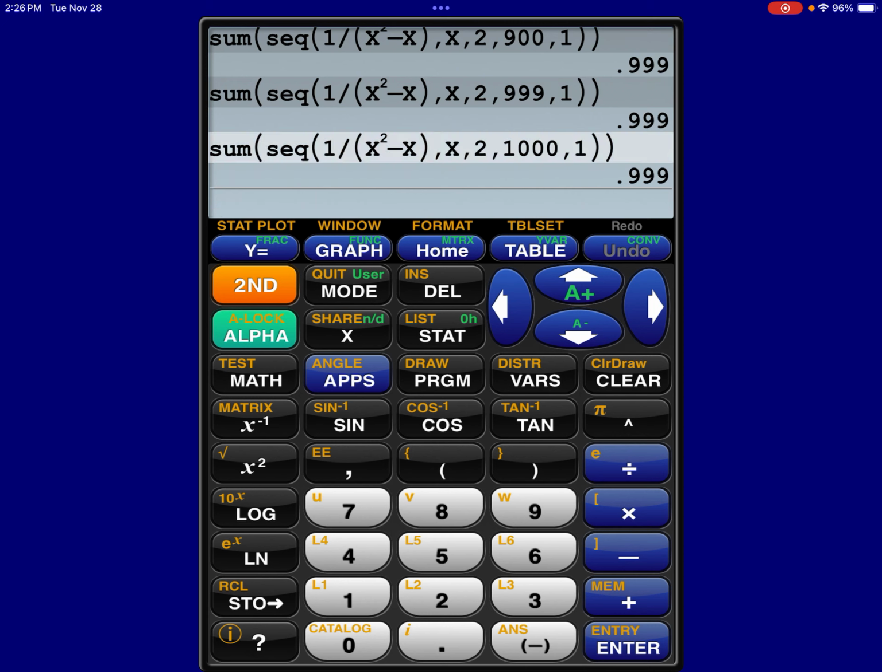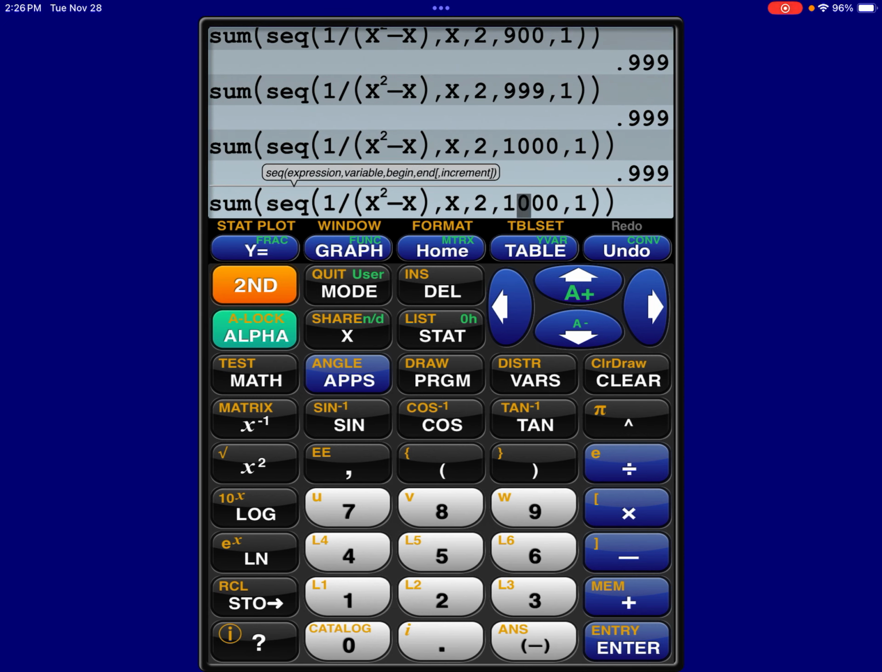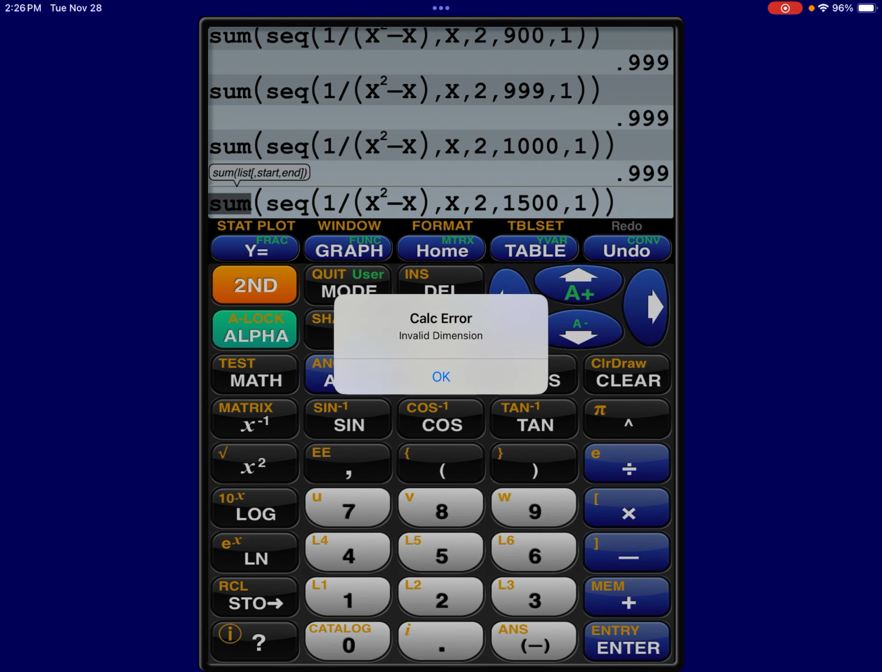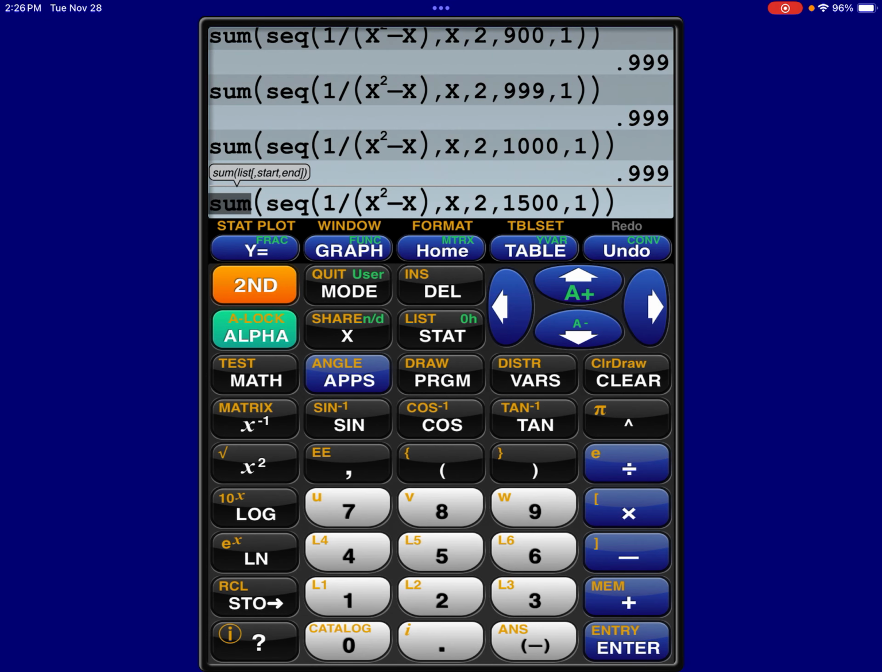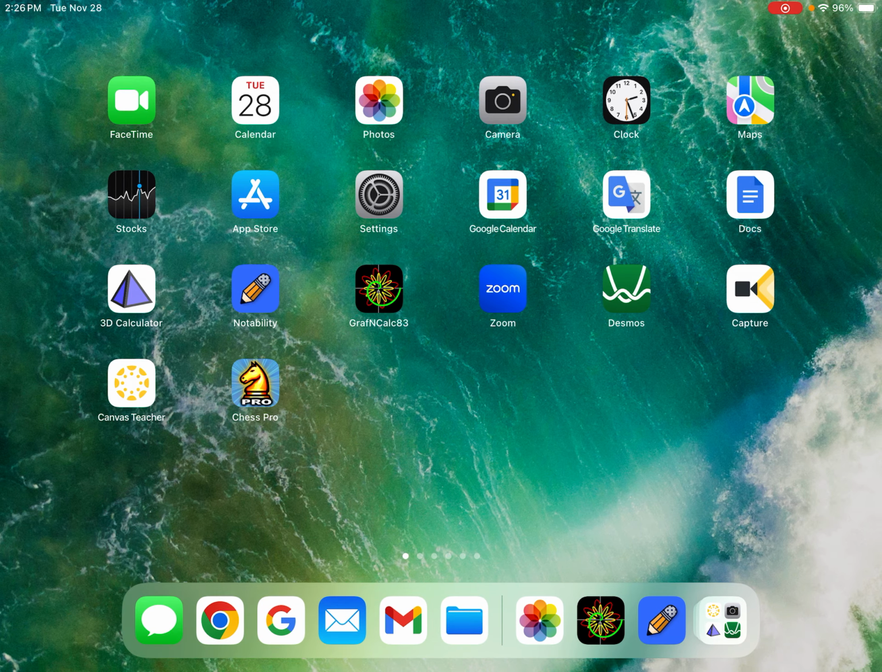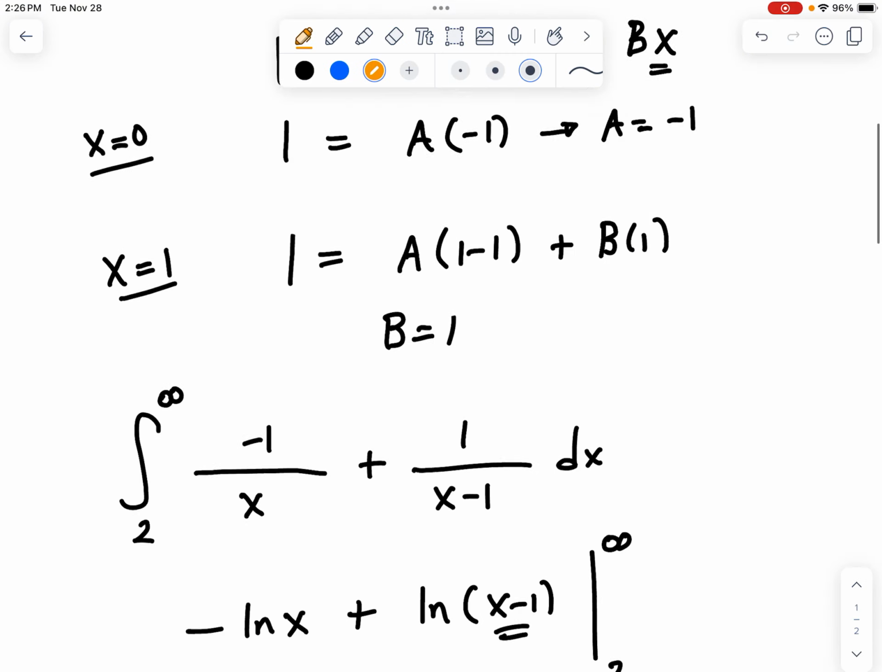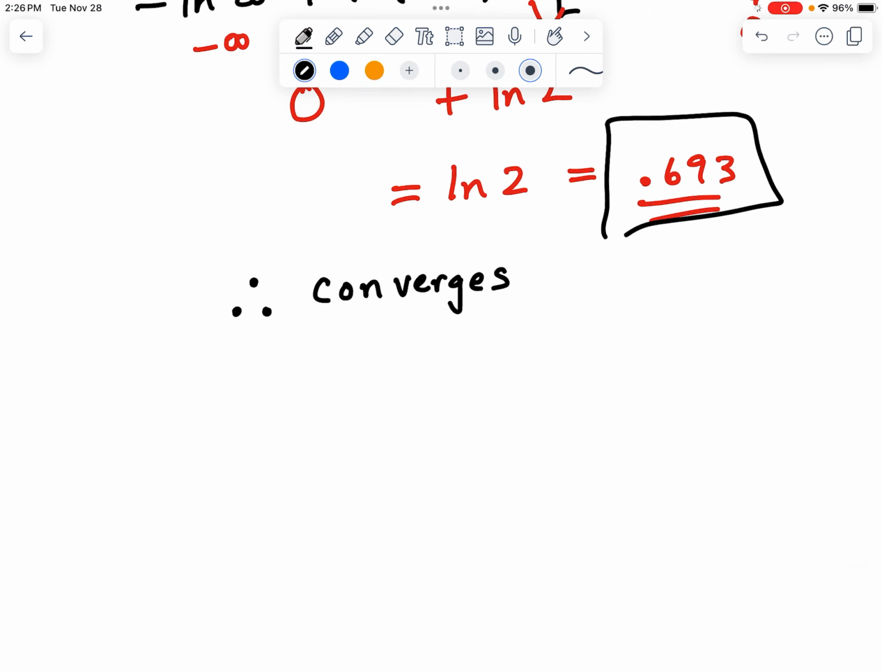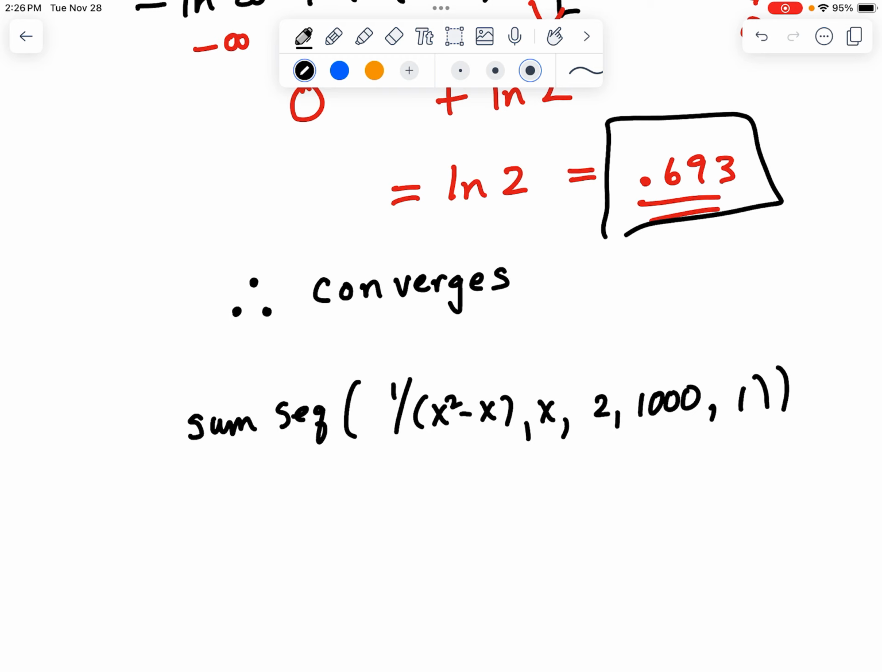All right, for those that are still watching, I'll try one more. How about 1,500? Oh, the calculator said no, that's too much for my little brain. So I'm going to say that the answer is 1 because I got 0.999 repeatedly. So using the sum sequence, 1 divided by x squared minus x with respect to x going from 2 to the most I could do is 1,000, and then that equaled 0.999. So then I'm saying that I think the answer is 1 for my estimate.